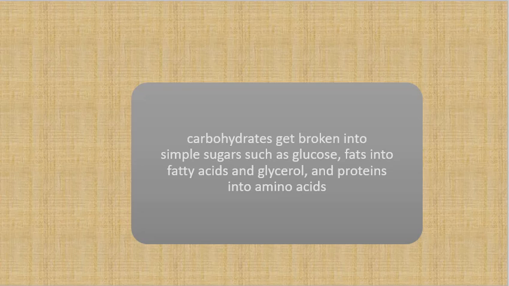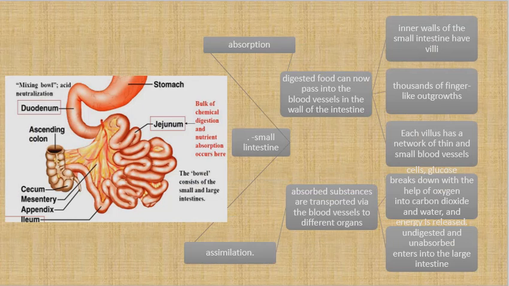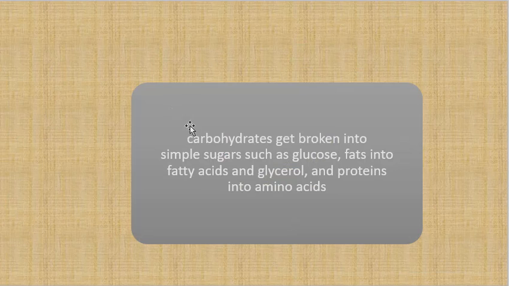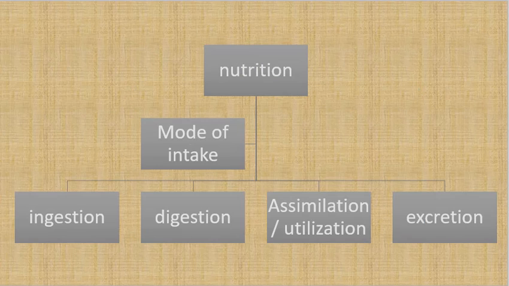Now, how is the food digested, or what actually happens in our digestive system? The carbohydrates are broken down into simple sugars such as glucose. Fats are broken down into fatty acid and glycerol. Proteins are broken down into amino acids. Who helps to break down protein? The digestive juices in the stomach. Who helps to break down the carbohydrates into simple sugar? The salivary gland secretions. And then fat is broken down into fatty acid and glycerol with the help of what? With the help of bile.